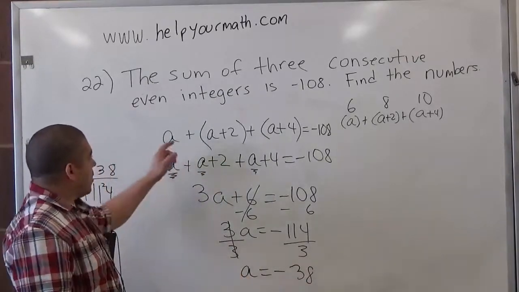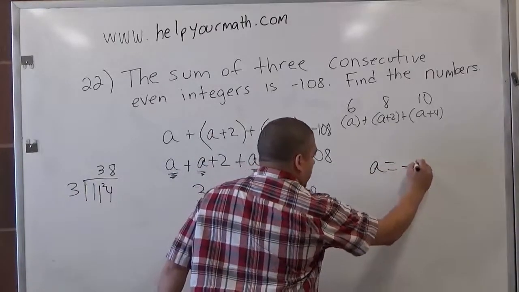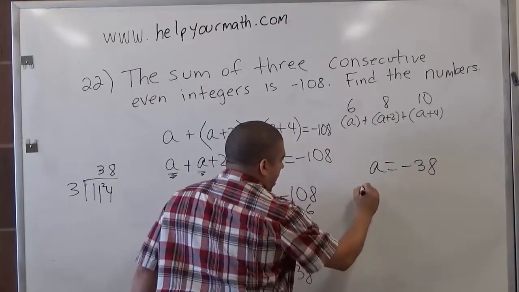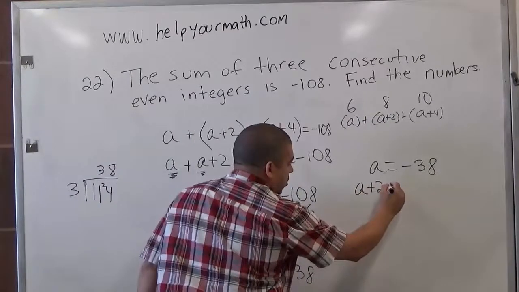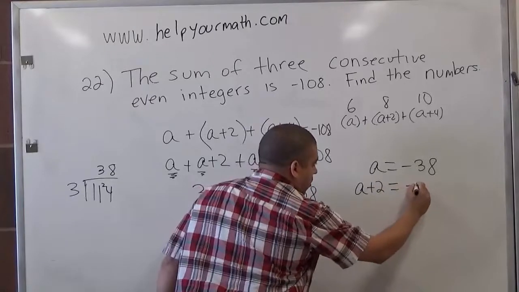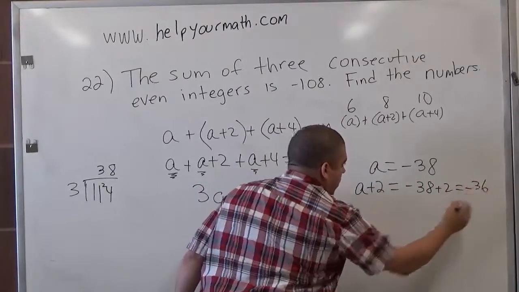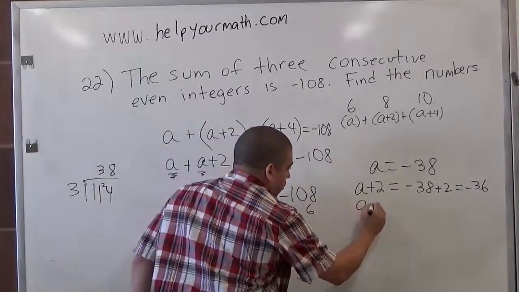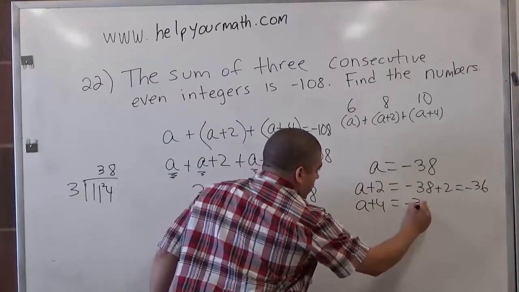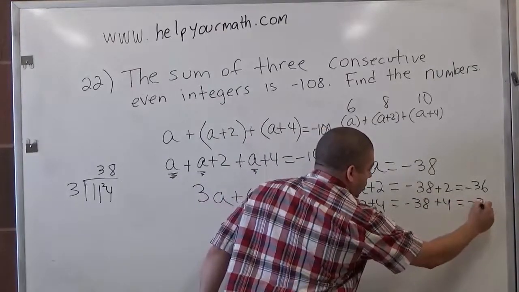Now we need to find the other two integers. So A is negative 38, and now we want A plus 2, which is the second even integer. So that's negative 38 plus 2, which is equal to negative 36. And then we want our last even integer, which is A plus 4, which is negative 38 plus 4, which is equal to negative 34.